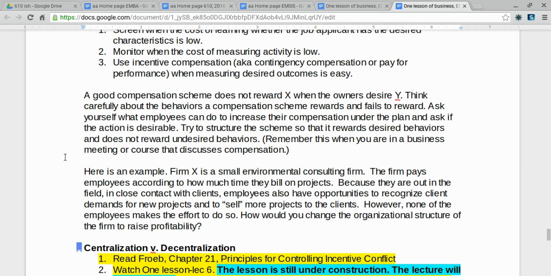Here's an example. Firm X is a small environmental consulting firm. The firm pays employees according to how much time they bill on projects. Because they are out in the field in close contact with clients, employees also have opportunities to recognize client demands for new projects and to sell more projects to the clients. However, none of the employees makes the effort to do so. How would you change the organizational structure of the firm to raise its profitability?